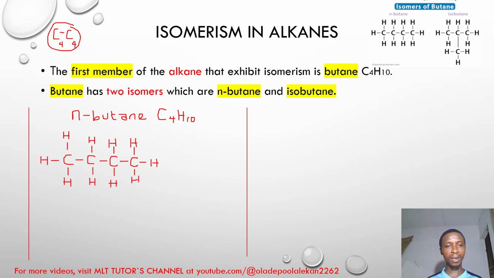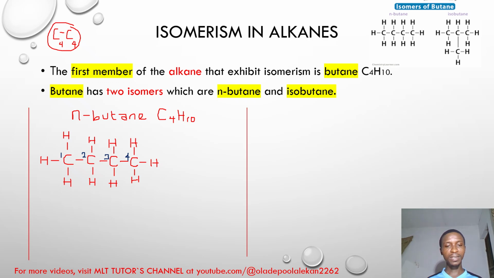So now after we have drawn our N-butane, let's number our carbon atoms. We start the numbering from the first one. Here is 1, here is 2, here is 3, and there is 4, which we have gotten from our formula C4H10. Then we should count the hydrogen: 1, 2, 3, 4, 5, 6, 7, 8, 9, 10. So we have exhausted our molecular formula, which is C4H10.